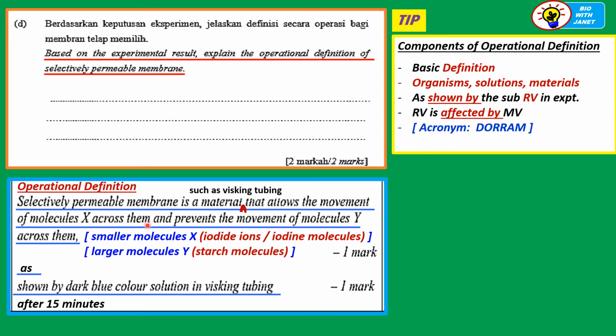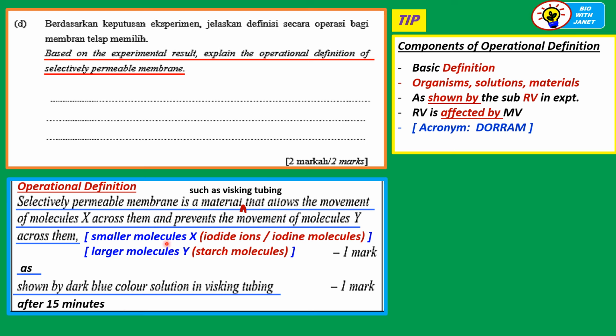It allows the movement of these iodide ions across them and prevents the movement of larger molecules Y, which are starch molecules, across them. And this is shown by the dark blue color of the solution in the Visking tubing. This was our RV, the change in color of the suspension in the Visking tubing after 15 minutes of waiting.